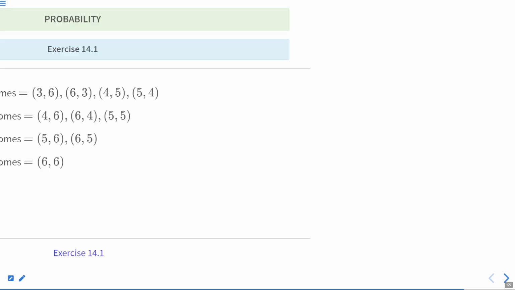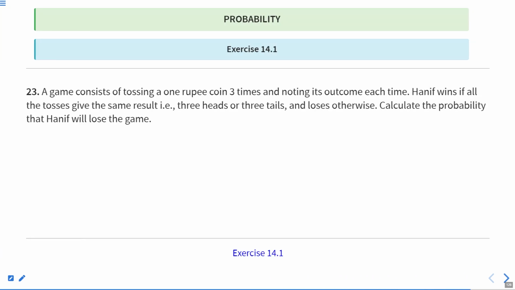In the next problem, we have a game that consists of tossing a 1 rupee coin 3 times and noting its outcome each time. Hanif wins if all the tosses give the same result, that is 3 heads or 3 tails, and loses otherwise. Now calculate the probability that Hanif will lose the game. Okay, so let us solve this problem.